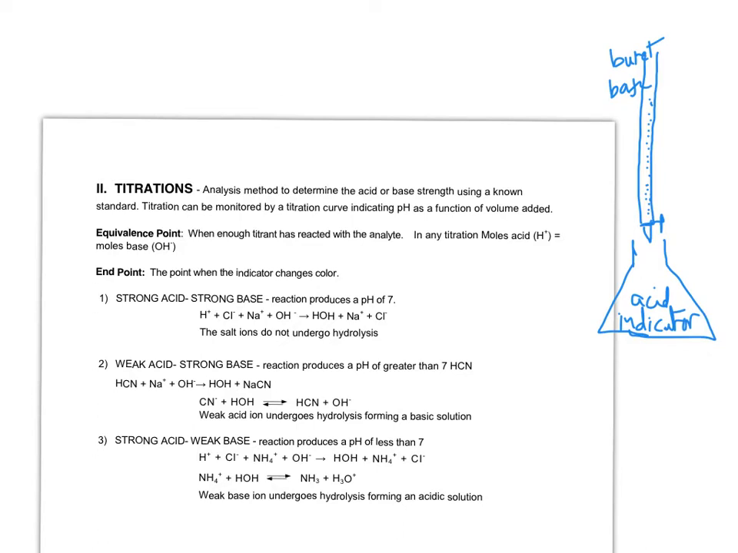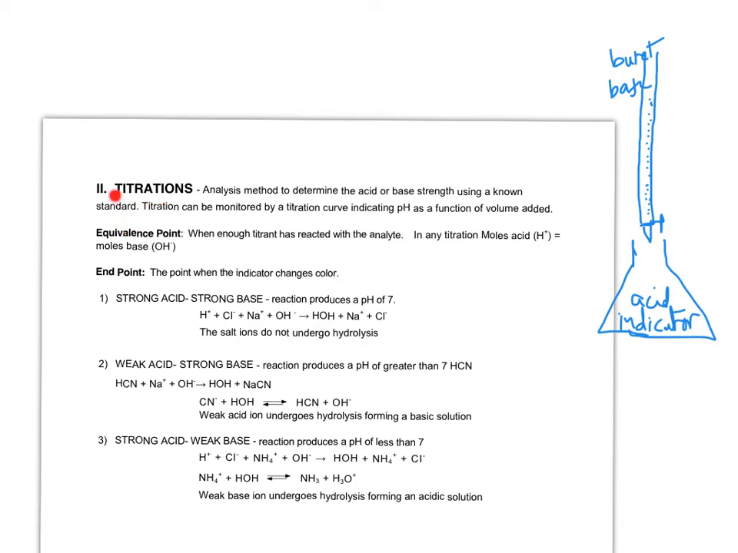The substance that we don't know the molarity of or that we want some information about is usually called the analyte because we're analyzing it. The other substance is called the titrant because we're titrating the unknown with it. And so, again, titrations are a method in the lab to determine usually the acid or base strength or concentration using a known standard.